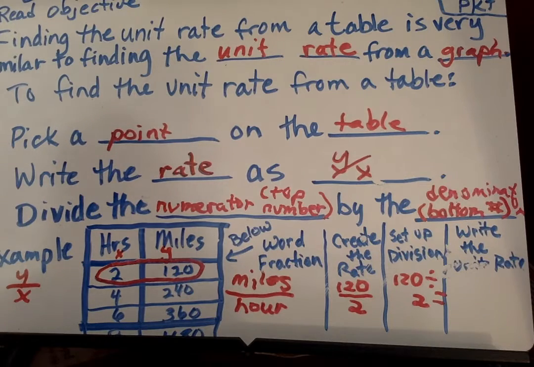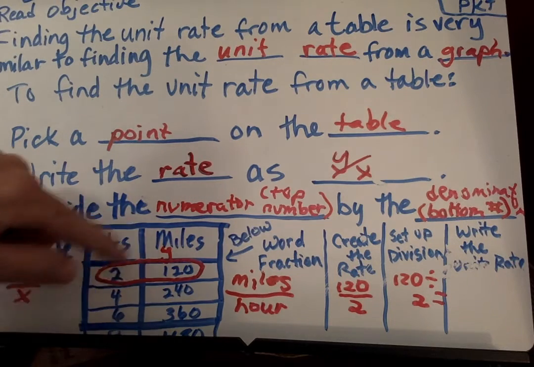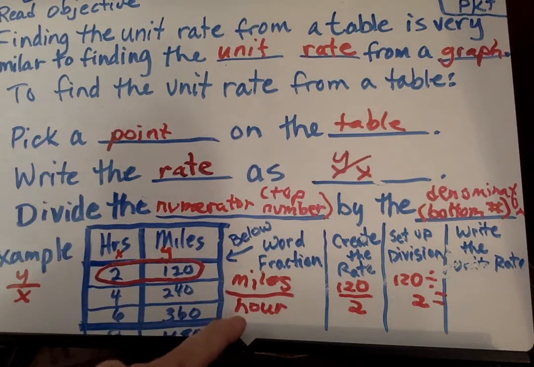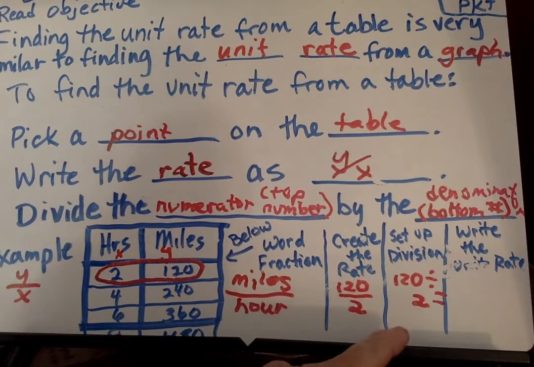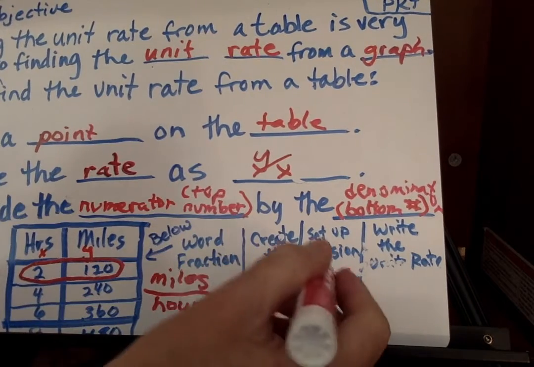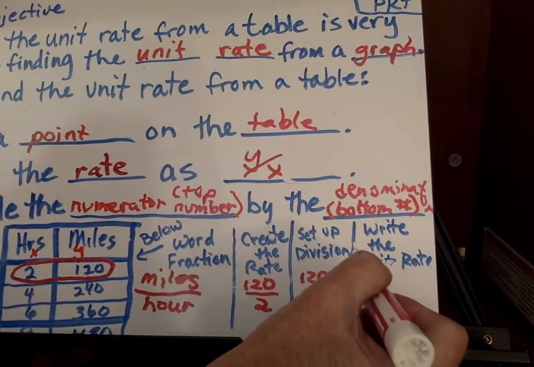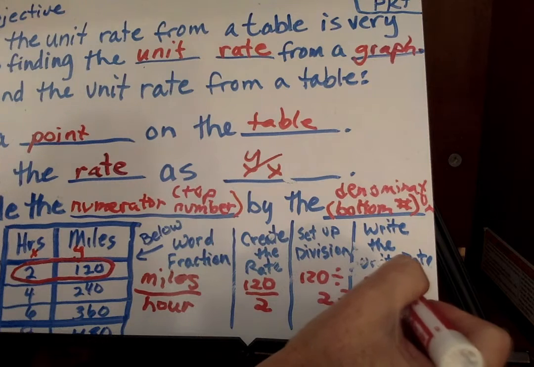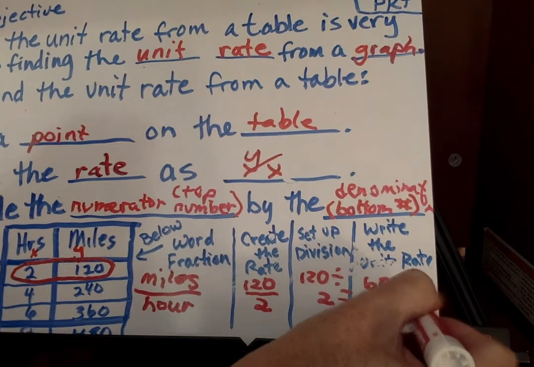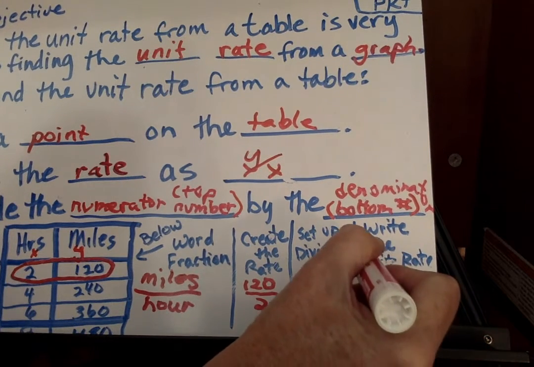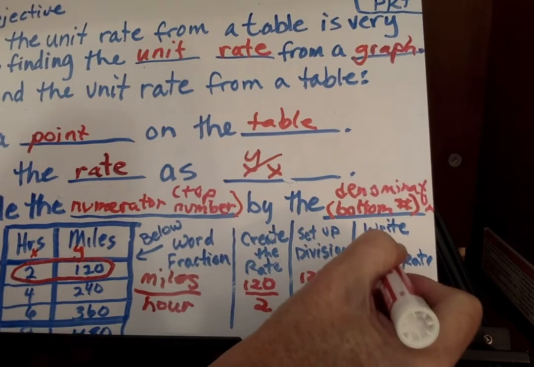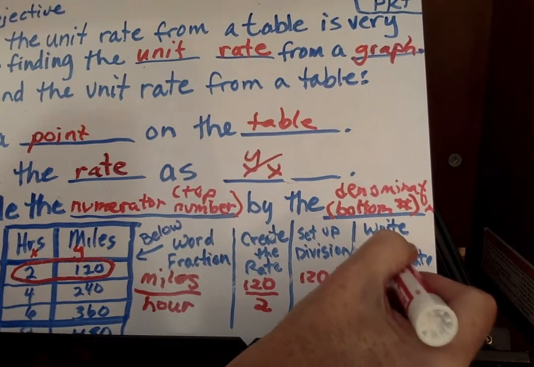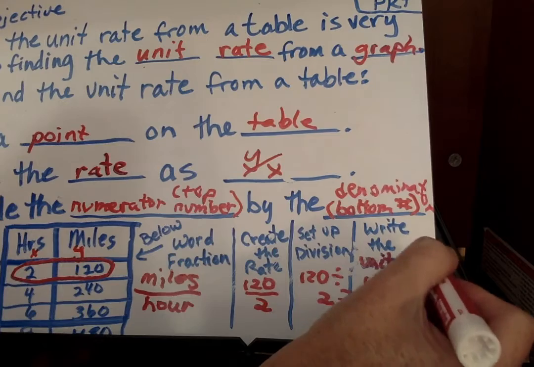Okay, now we're still down after our table. Remember, we have the word fraction, create the rate, set up the division, and then we write the unit rate. So our unit rate, 120 divided by 2, 60, and I'm going to put MPH for miles per hour. And again, that's your unit rate. And I think my finger smeared it a little bit. Okay?